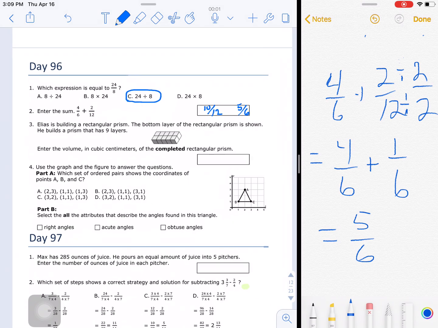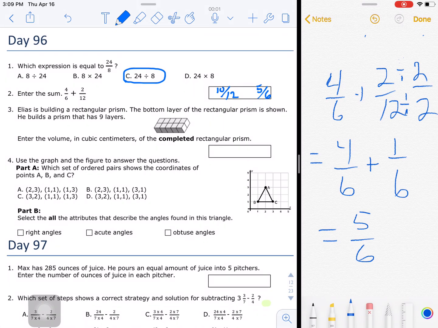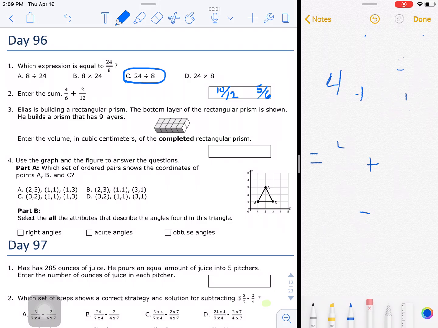you were correct. Okay, on problem number 3, this is a problem involving volume, and we haven't covered volume yet. We'll be starting that up real quick in Module 5. But with volume, we have 3 dimensions. Let's read the problem. Elias is building a rectangular prism. The bottom layer of the rectangular prism is shown. He builds a prism that has 9 layers.